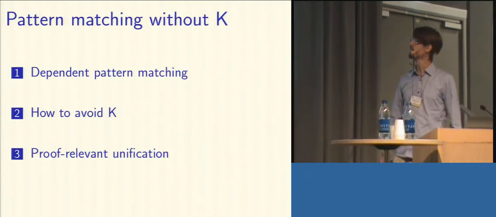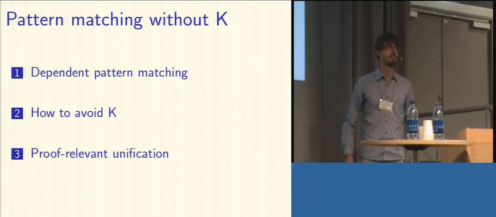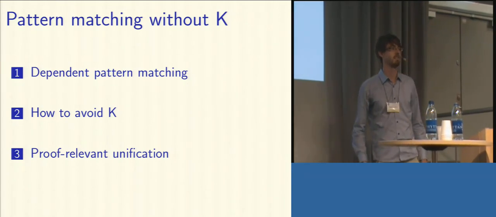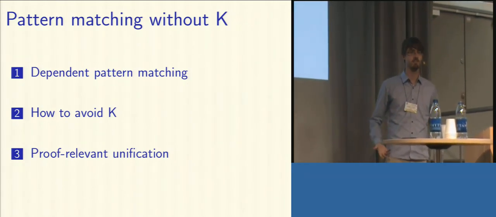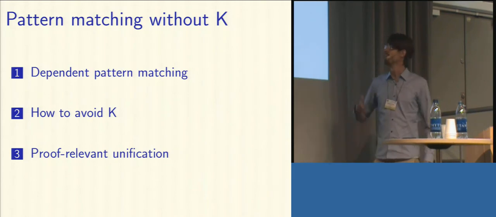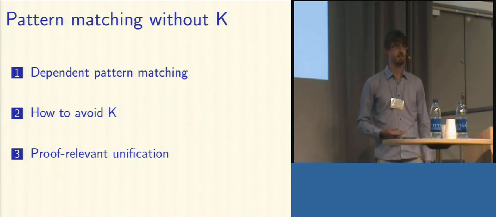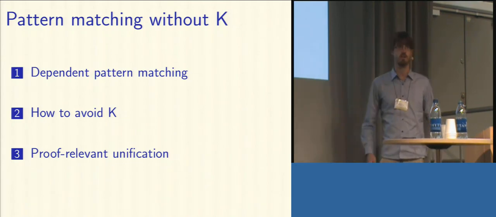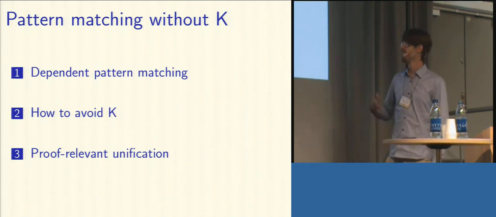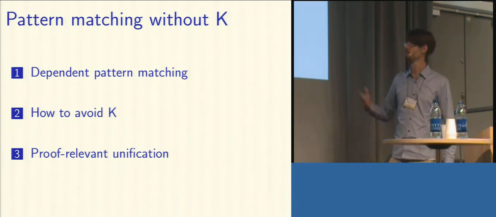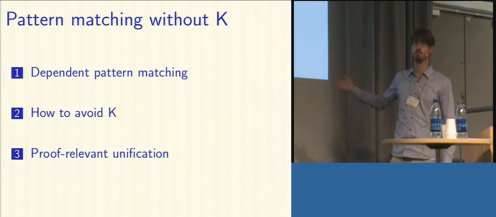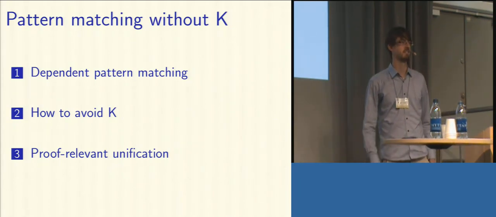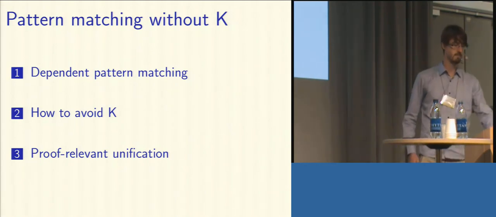So what does this talk look like? Well, first I'll explain some basics about dependent pattern matching and how it's related to the K axiom. Secondly, I'll give my proposal for a criterion to avoid the K axiom. And finally, I'll give a few details about parts of the proof that I give for the soundness of this criterion.